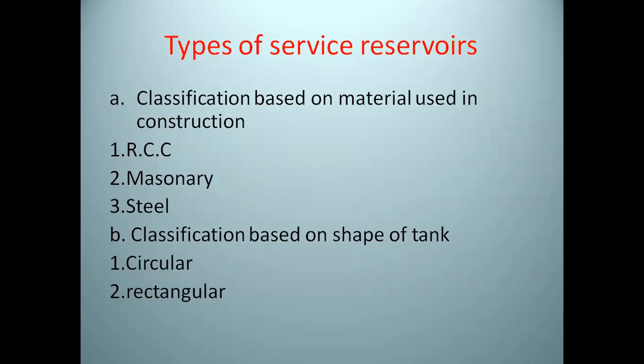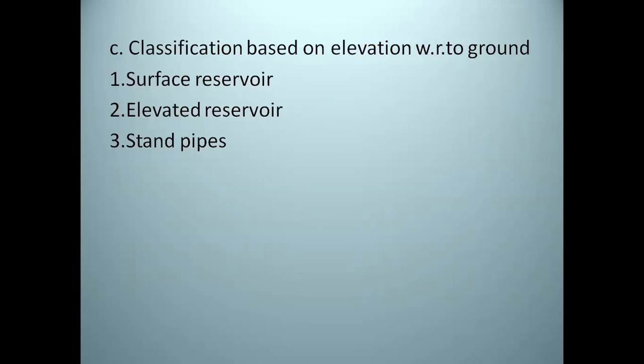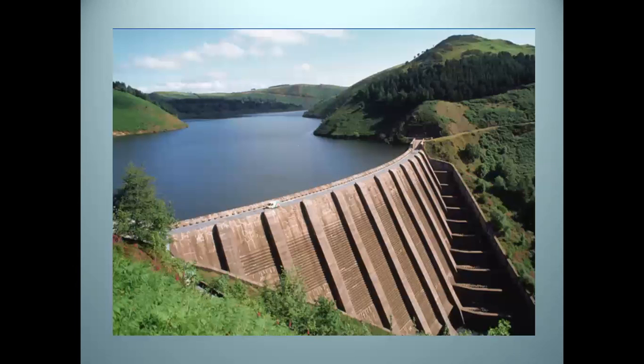Next is based on shape. Based on shape, there are two types of reservoirs: first is circular and second is rectangular. After that, next is the classification based on elevation with respect to ground. In that, the reservoirs are classified into three types: first is the surface reservoir, second is the elevated reservoir, and third is the stand pipe.